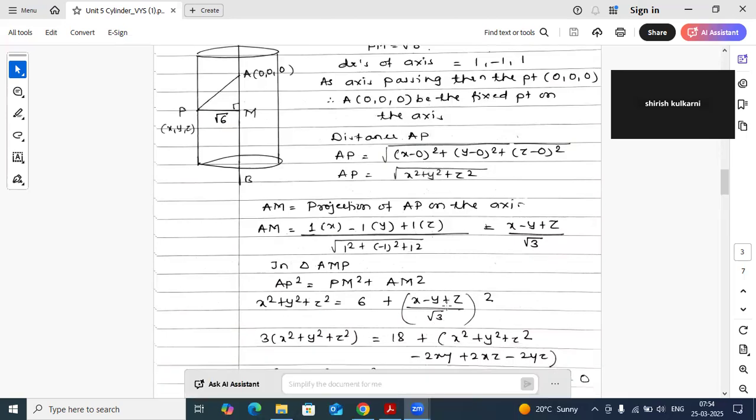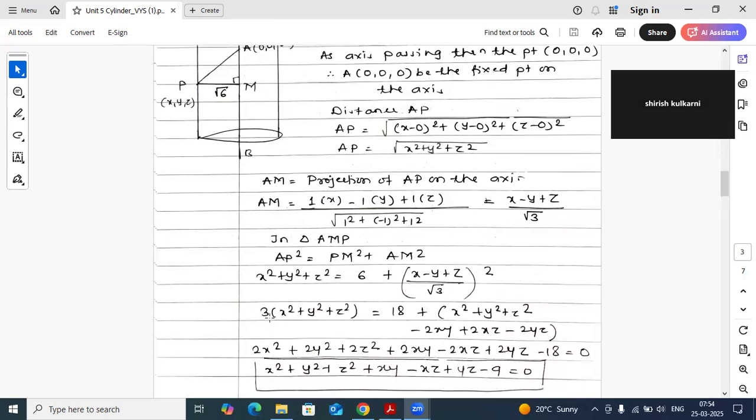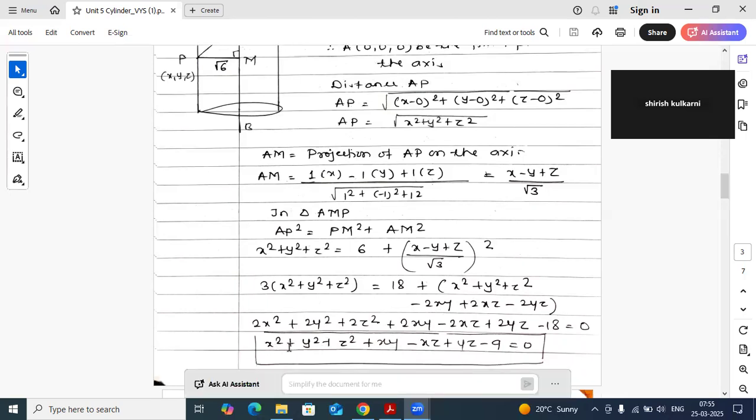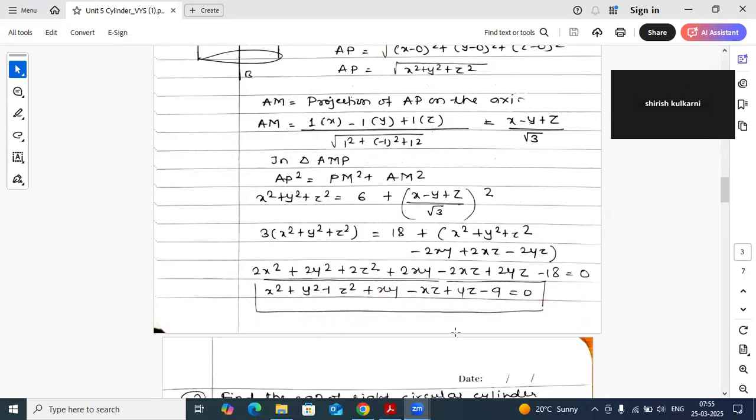Then multiply by 3 to both sides: 3 into the bracket x square plus y square plus z square, then 6 into 3 is 18, equal to x minus y plus z bracket square. Here the expansion of a plus b plus c bracket square is a square plus b square plus c square plus 2 into first second, 2 into first third, and 2 into second third. If one of the terms is minus, then the middle term is minus, means minus 2xy. X and z both are positive, means plus 2xz, and y and z means minus 2yz. Then multiply 3 with the bracket and rearrange the terms. After simplifying, you get the equation of the right circular cylinder: x square plus y square plus z square plus xy minus xz plus yz minus 9 is equal to 0.